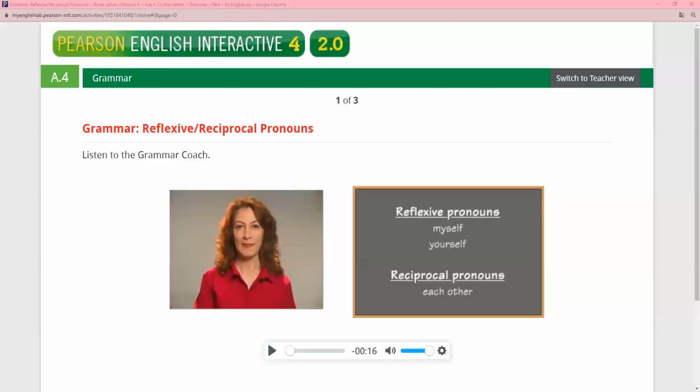Right, so there you have it. We're going to see the reflexive and reciprocal pronouns, right? So let's listen to the audio.